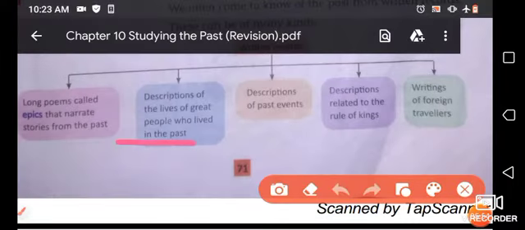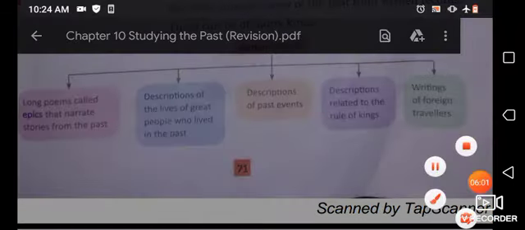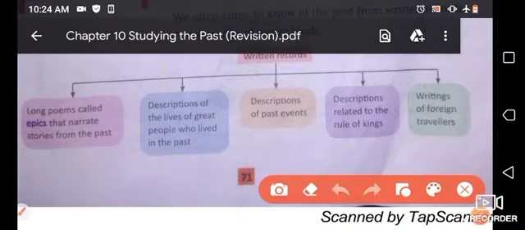Okay, third one is descriptions of past events, and fourth one is description related to the rule of kings, and last one is writings of foreign travelers.